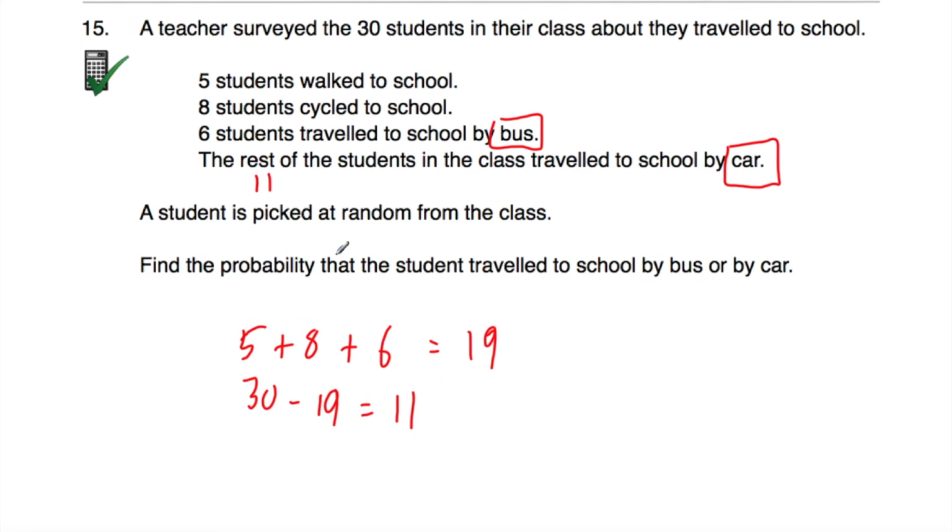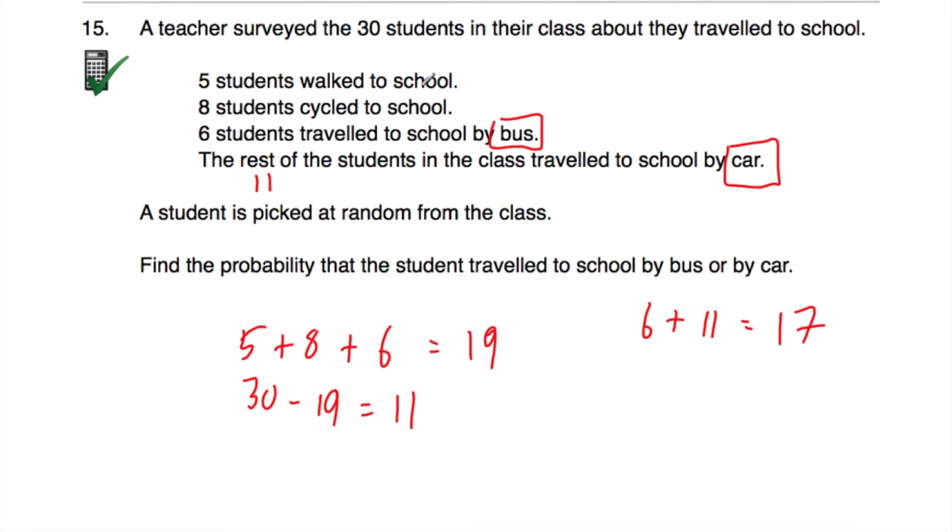Now we've been asked to find the probability that the student picked at random from the class travelled to school by bus or by car. So let's work out how many students travelled to school by bus or by car. 6 travelled by bus, 11 travelled by car. If we add them together, that'll tell us how many students travel to school by bus or by car. 6 plus 11 is equal to 17. So that means that 17 students travel to school by bus or by car.